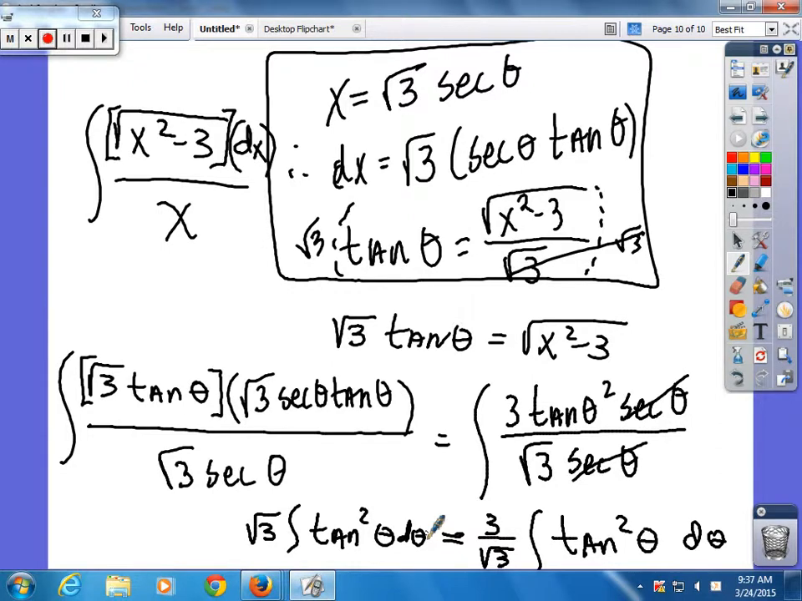Make sure I did that square root of 3 right. Yep, I think I got it right. I got square root of 3 outside my answer. All right, now what can we do with that tangent squared theta? Well, change it into secant squared minus 1, right? That's what I would do.